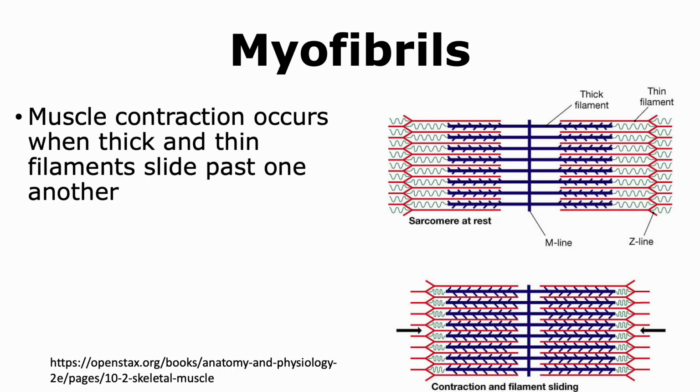Muscle contraction occurs because the thick myosin filaments are able to slide past the thin actin filaments, which ultimately results in filament sliding and thereby contraction of the muscle.